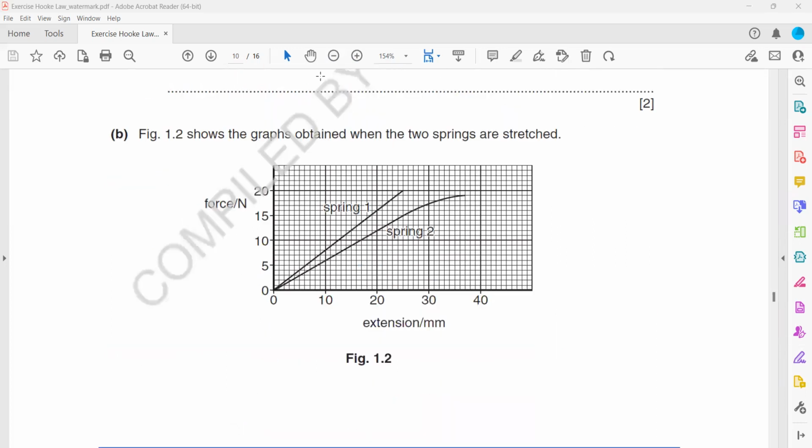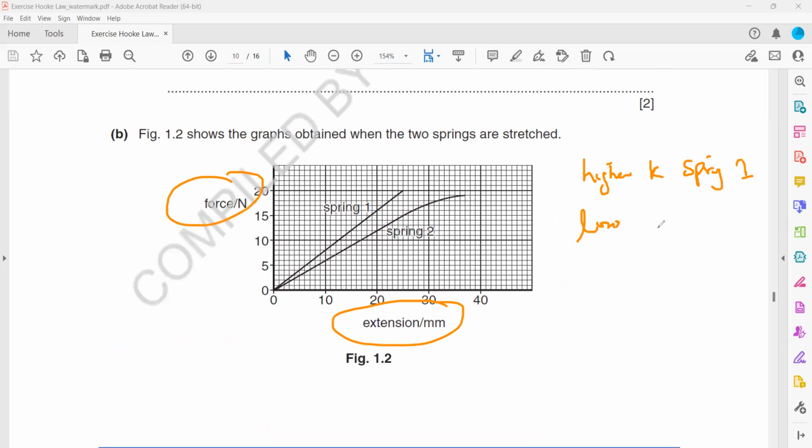So two springs are there, force on the y-axis and extension on the x-axis. Which spring will have a higher value of k? The higher value of k will be spring 1, and the lower value of k is spring 2. Why? Because with force on the y-axis and extension on the x-axis, the one which is steeper will have a higher value of k. The one with a smaller slope will have a smaller value of k.